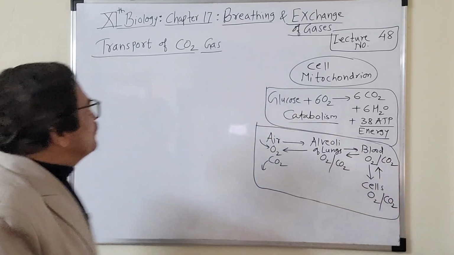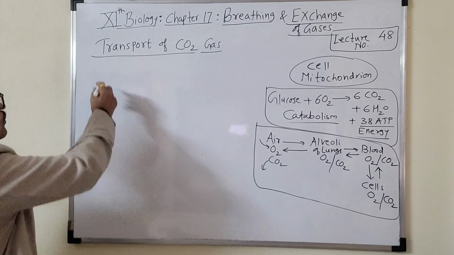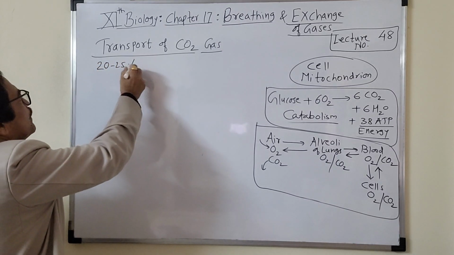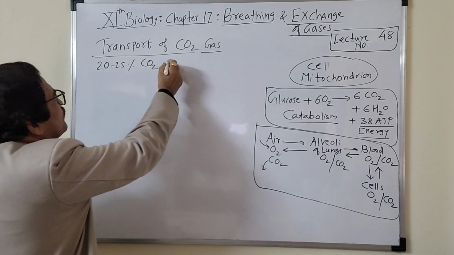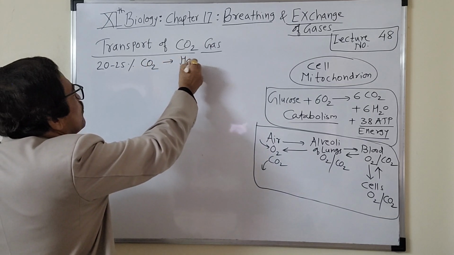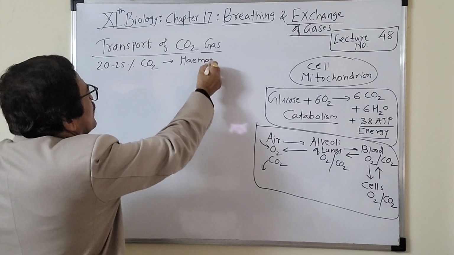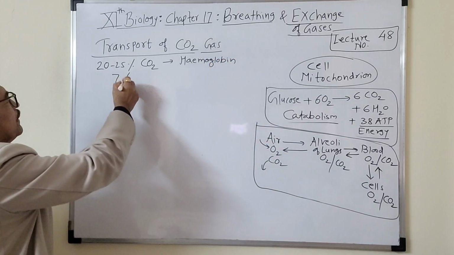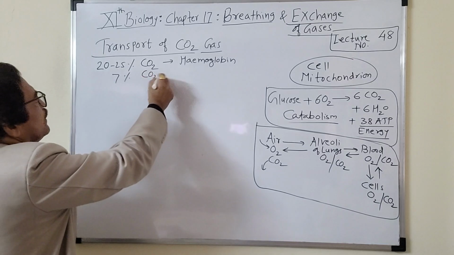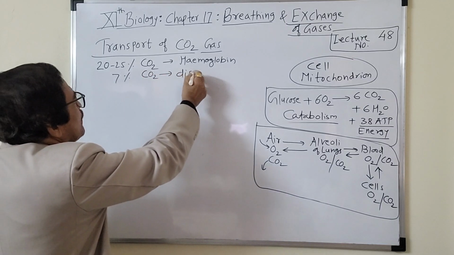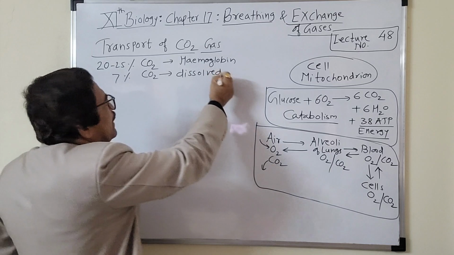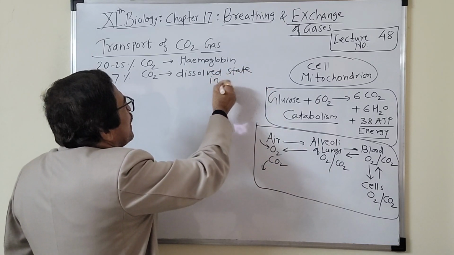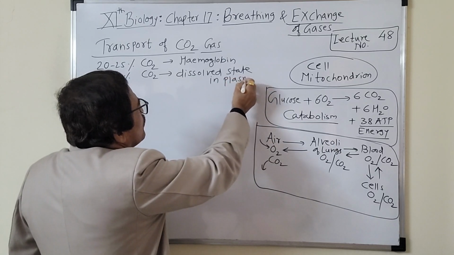अब कार्बन डाइऑक्साइड गैस का ट्रांसपोर्ट कैसा होता है? Particularly it is said that 20 to 25% of CO2 gas is carried by hemoglobin. इसको हीमोग्लोबिन कैरी करता है. Okay, about 7% of CO2 is carried in the dissolved state by plasma. प्लाज्मा में ऑक्सीजन से ज्यादा इजीली डिजॉल्व होता है. Dissolved state in the plasma of the blood. Plasma contains water, you know.